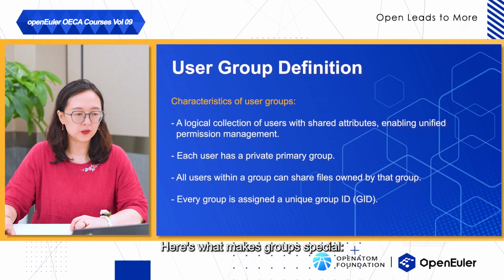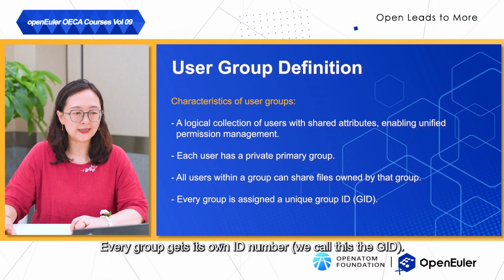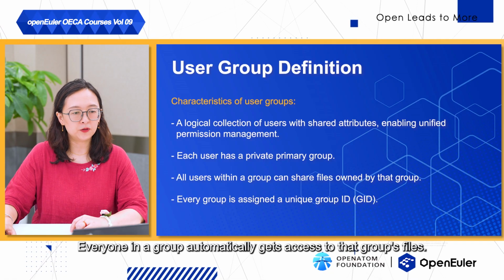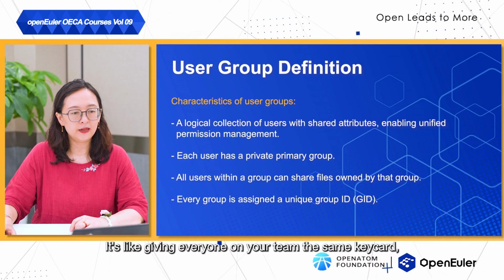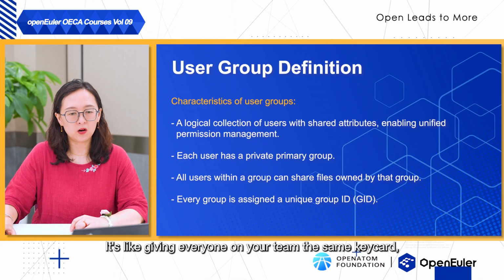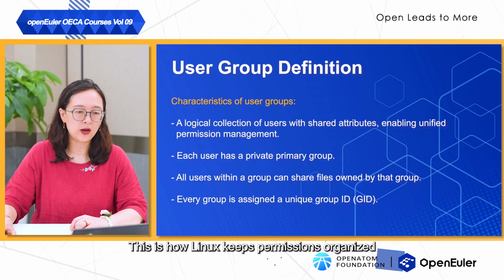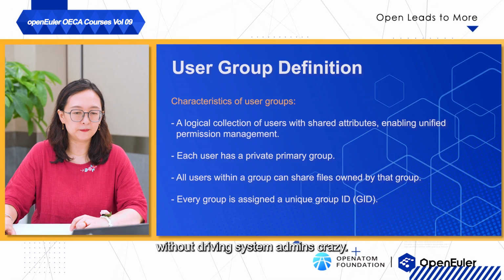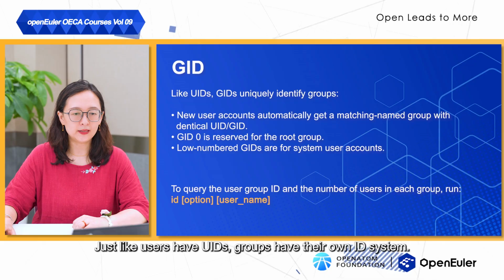Here's what makes groups special. Every group gets its own ID number. We call this GID. Each user has their own personal primary group. Everyone in a group automatically gets access to that group's files. It's like giving everyone on your team the same key card, way easier than making 100 separate keys. This is how Linux keeps permissions organized without driving system admins crazy. Just like users have UIDs, groups have their own ID system.